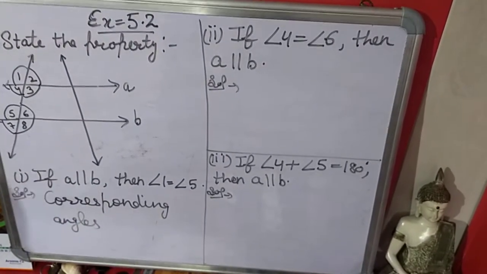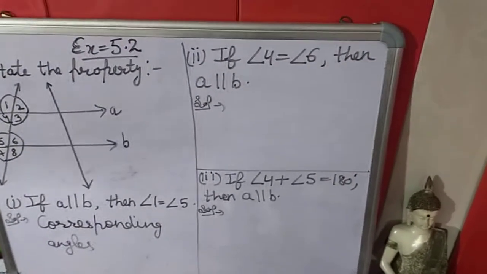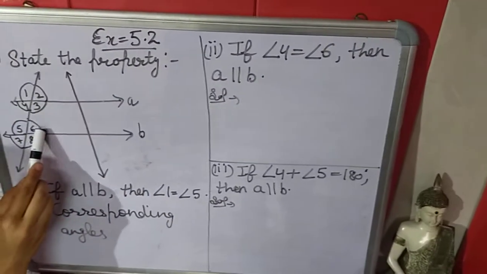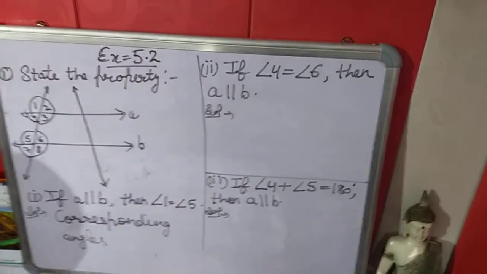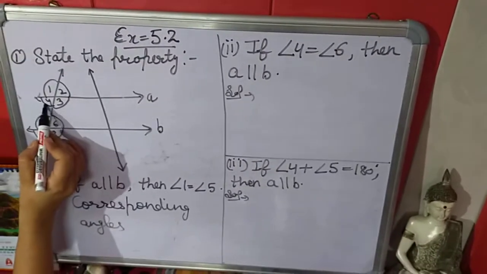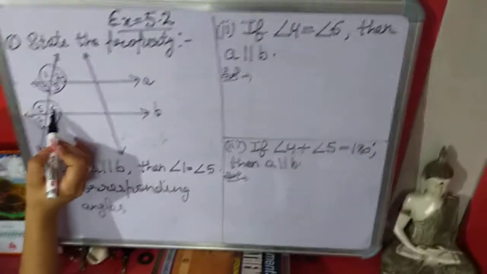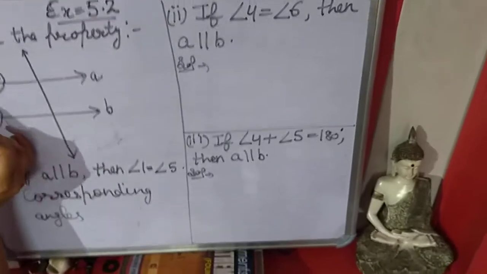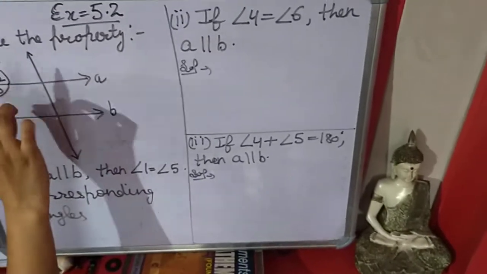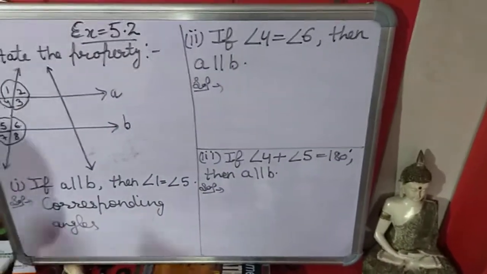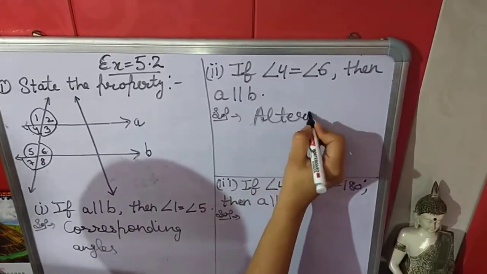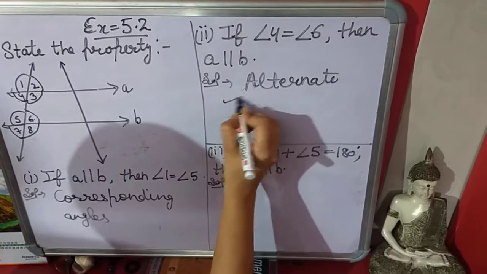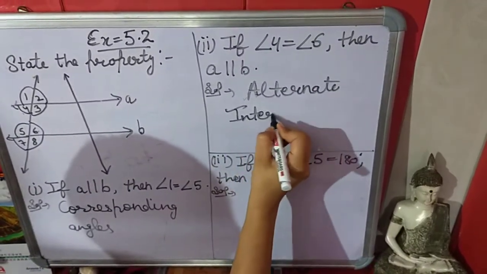Next is second part. If angle 4 is equal to angle 6, then A parallel to B. So which property we are using here? Angle 4, angle 6, both are equal. They are alternate and both are interior. So they are alternate interior angles.